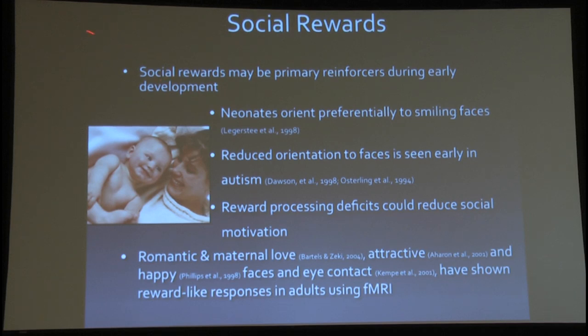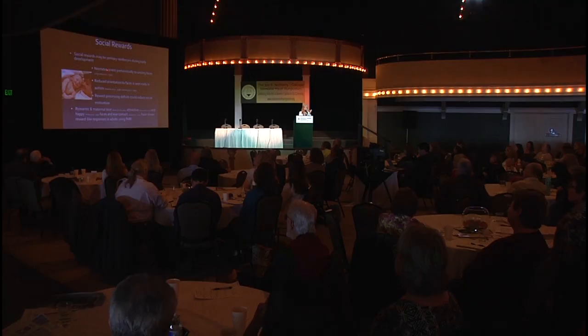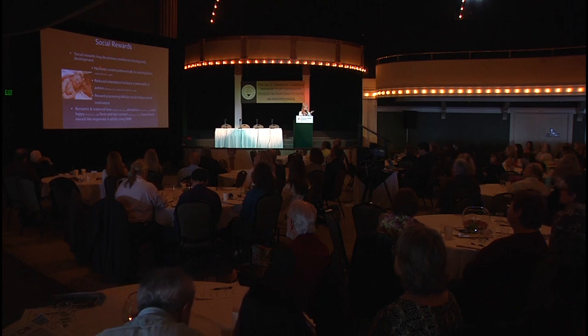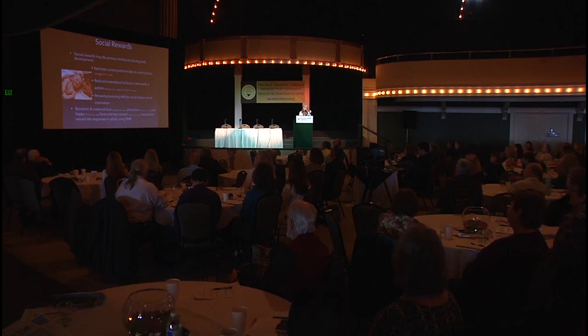Okay, so we also talked about rewards, the possibility that maybe the reason why kids have trouble processing faces and interacting is that they don't receive the natural reward that we get from looking at another person. Social rewards are primary reinforcers in development. Neonates, newly born kids, orient preferentially to smiling faces. And they do that almost right out of the womb. I think most of you know that if you've had children. And reduced orientation to these faces is seen very, very early. It's one of the first signs of autism, actually.